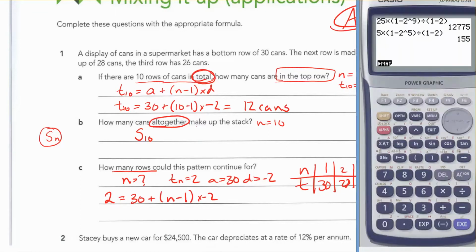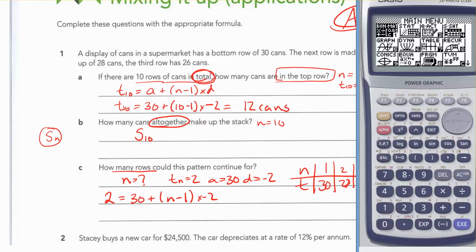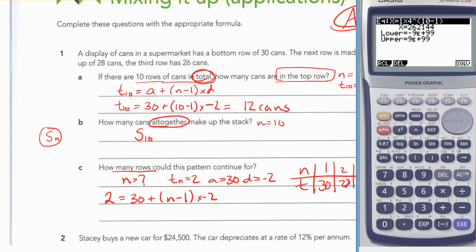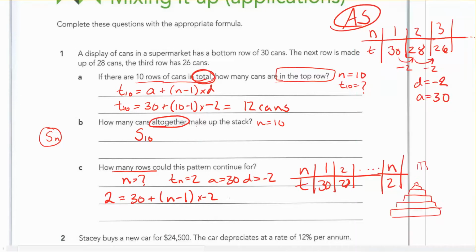And we can put this in the solver. And type in exactly what we see. So 2 is equal to 30 plus bracket something I don't know, minus 1 bracket times -2. Hit enter twice and we get 15. So here n is equal to 15. So we're going to have 15 rows that this pattern can continue for. After that, you wouldn't have any more cans because you take the last 2 off, there's nothing left.